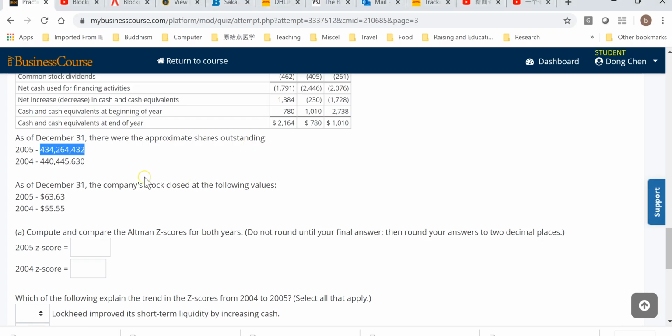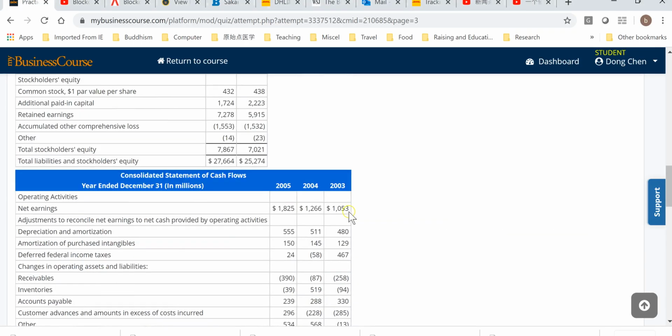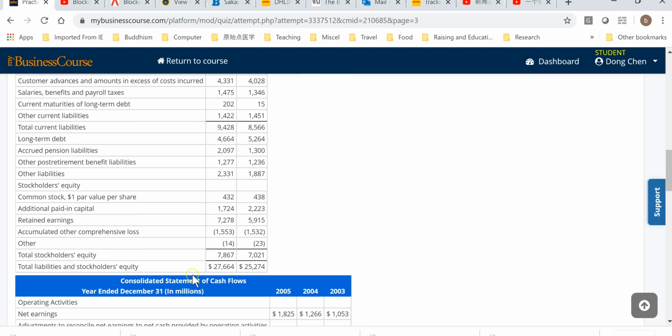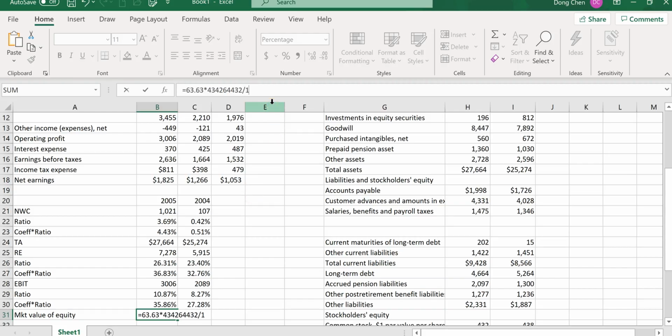But again, don't forget the unit. Here it's in dollars. So if you just multiply the price by the shares outstanding, you get the market value of equity in dollar terms. But if you go back to the financial statements, you will see that everything is in millions of dollars. So we need to be consistent. That means we need to divide this by 1 million. So make sure you get the correct number of zeros, which is 6, right? 1 million is 10 to the 6.